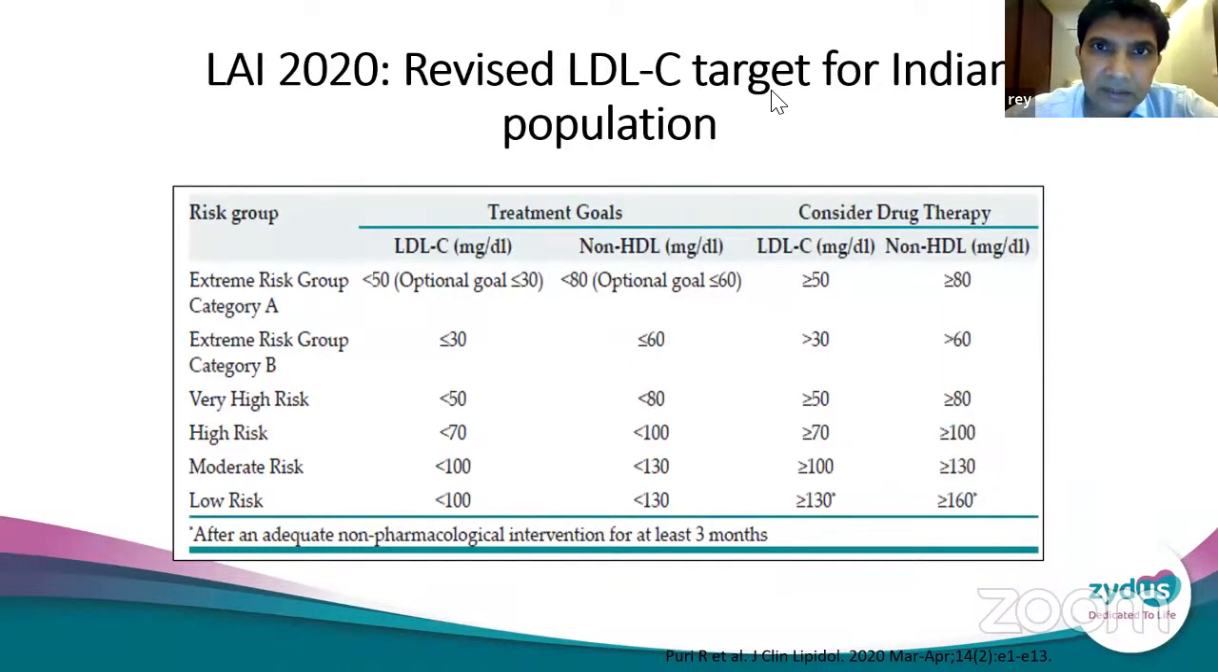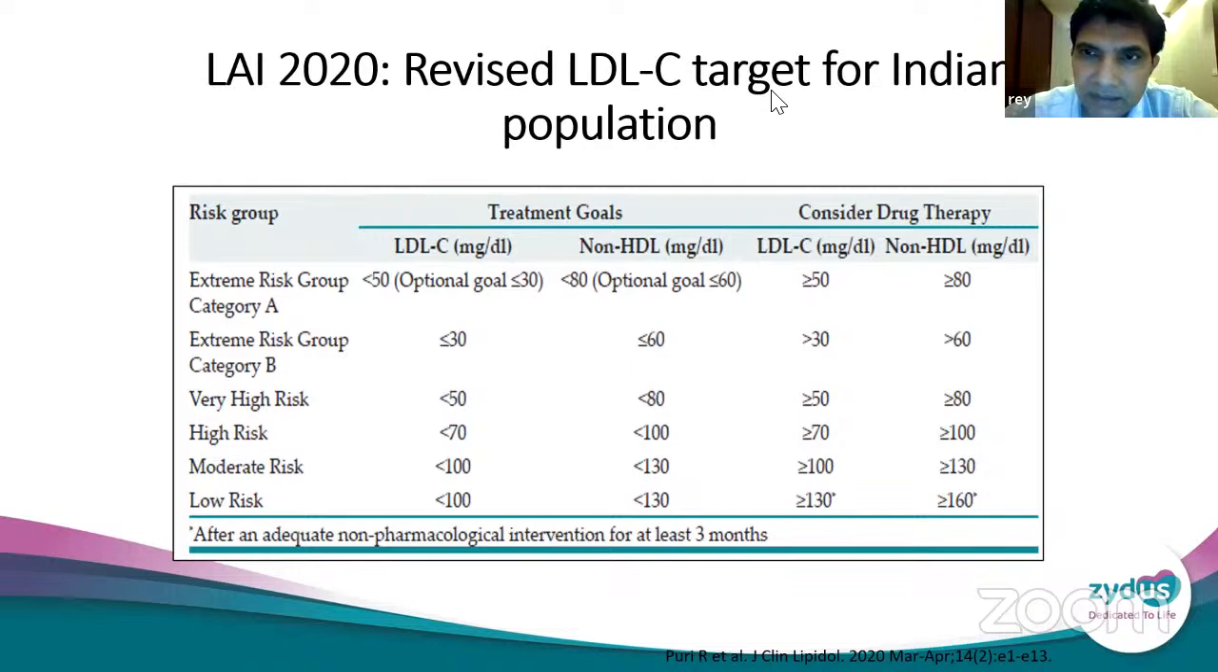So the revised LDL targets for the Indian population in 2020 show that in the extreme risk group, both category A and category B, our LDL goal should be less than 30 mg%. For the very high risk group, it should be less than 50 mg%. And for the moderate to low risk group, it should be less than 100 mg%.